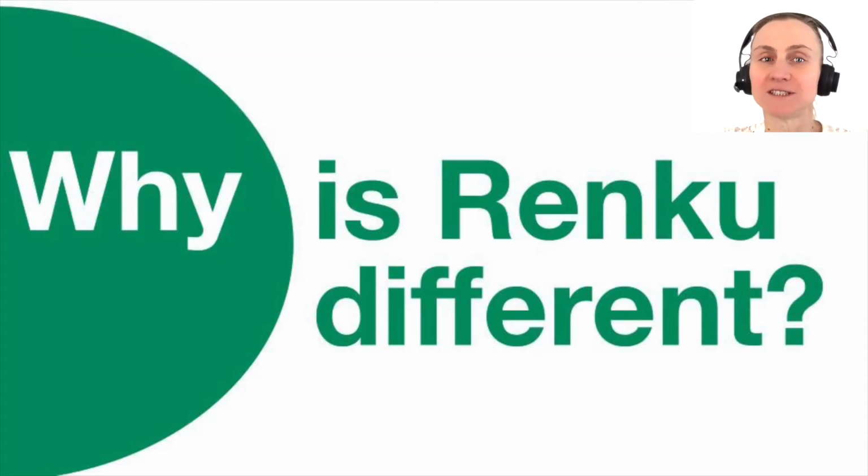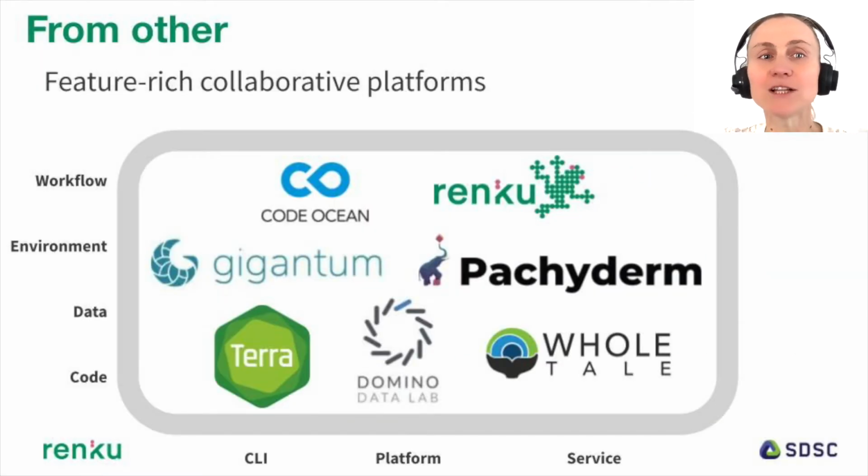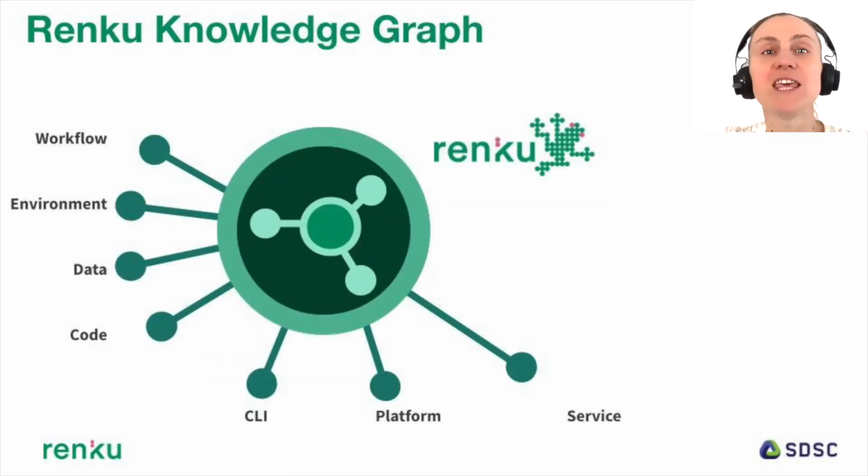Why is Renku different from other collaborative platforms? Renku is a feature-rich platform providing a command line interface, a platform, and a service for community as outlined on the x-axis that supports users for code and data versioning, environment containerization, and workflow execution shown on the y-axis. There are other platforms that cover the same range of features, such as CodeOcean, Pachyderm, Terra, or Whole Tale. The uniqueness of Renku relates to its knowledge graph that connects versioned digital objects, tracked provenance, and workflow execution.